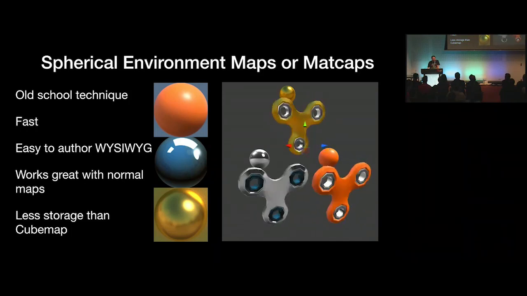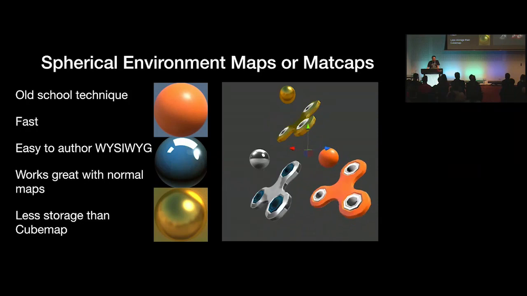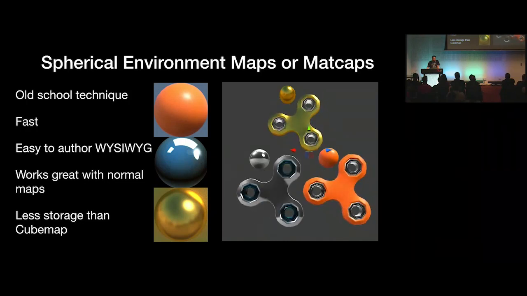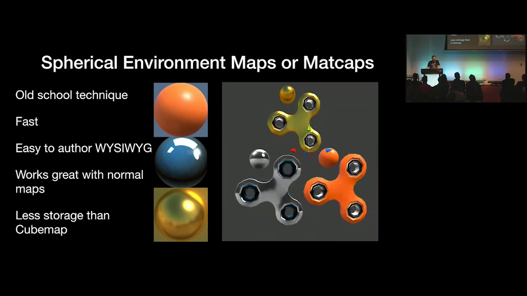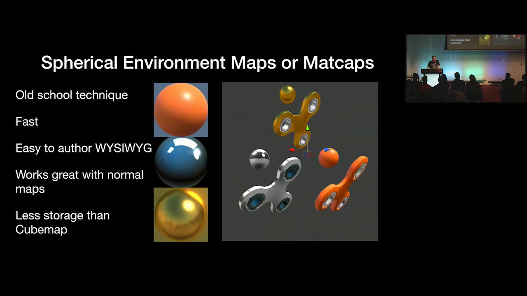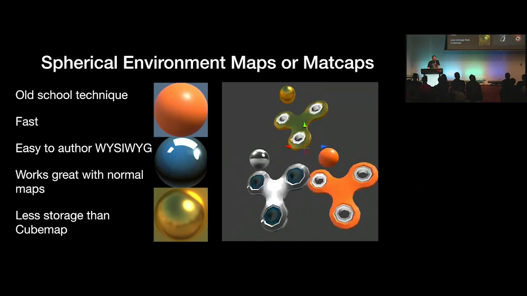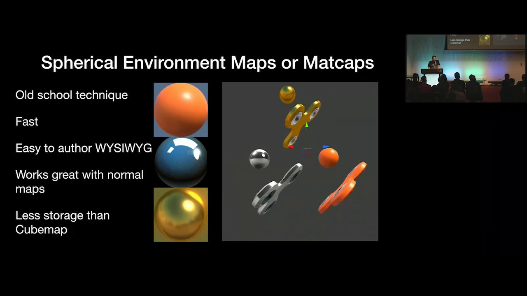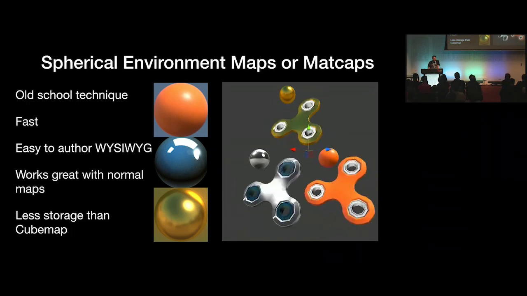how it will look on the actual surface itself. You can create quite different materials like gold, silver, and plastic on the side. And it works well with normal maps and takes less storage than cube maps. Of course, cube maps take 6 images versus these mat caps, which is just 1. So yeah, tell your artists to try it. They might like it more than cube maps.